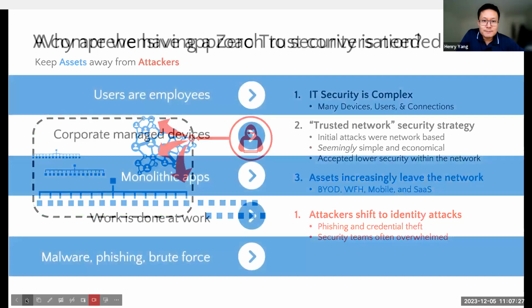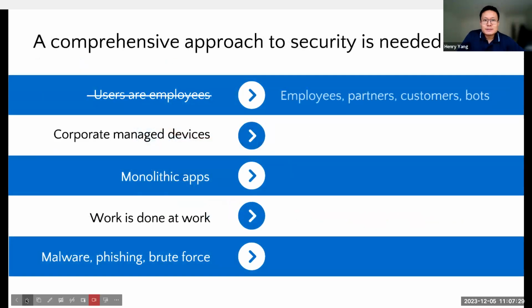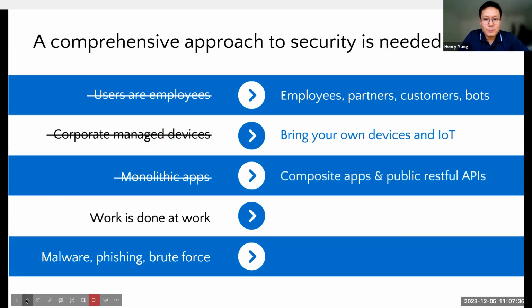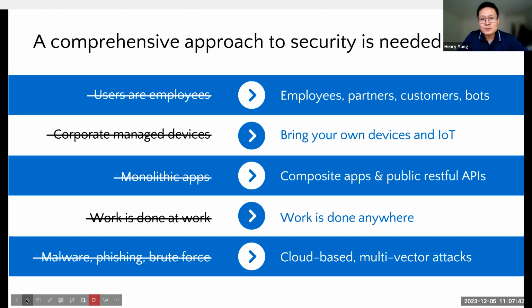So basically, let's go here. Compared to the traditional way, we really need a comprehensive approach to security, because users are not only the employees in the organization anymore. The users can be employees, partners, or customers. Oftentimes the organization needs to share credentials or shared access with external vendors or customers to collaborate together with them.